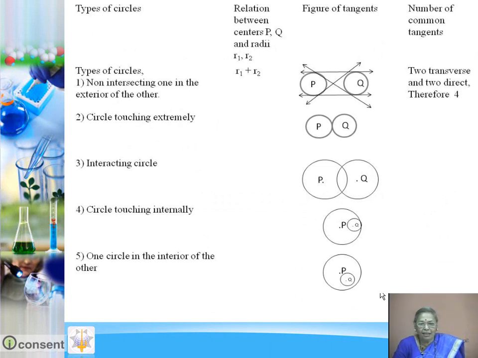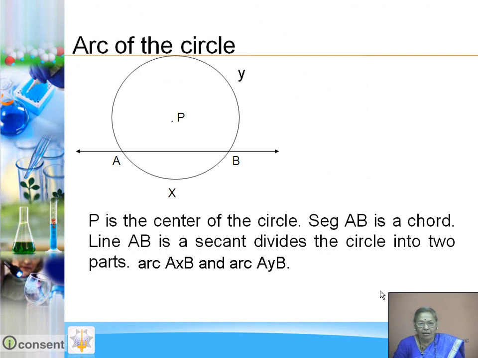Now let us see one more property of the circle. Now you know what is called a secant. In this circle, there is a secant AB. This secant divides the circle into 2 different parts. These 2 parts of the circle are called arcs of the circle.